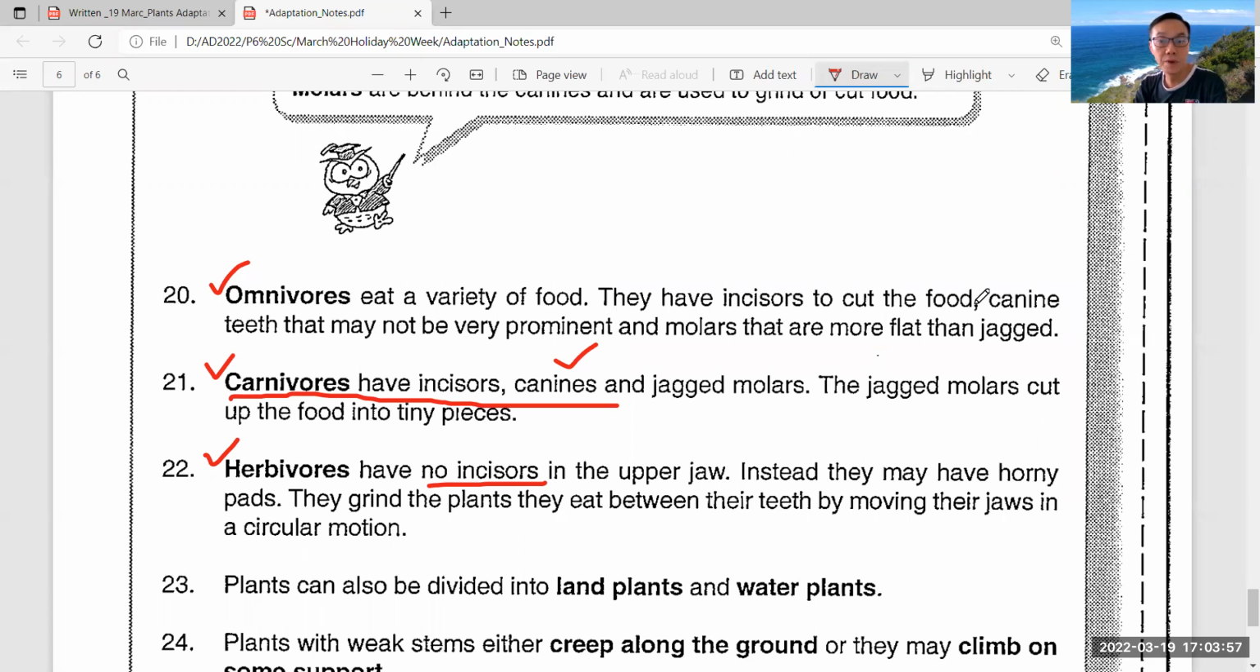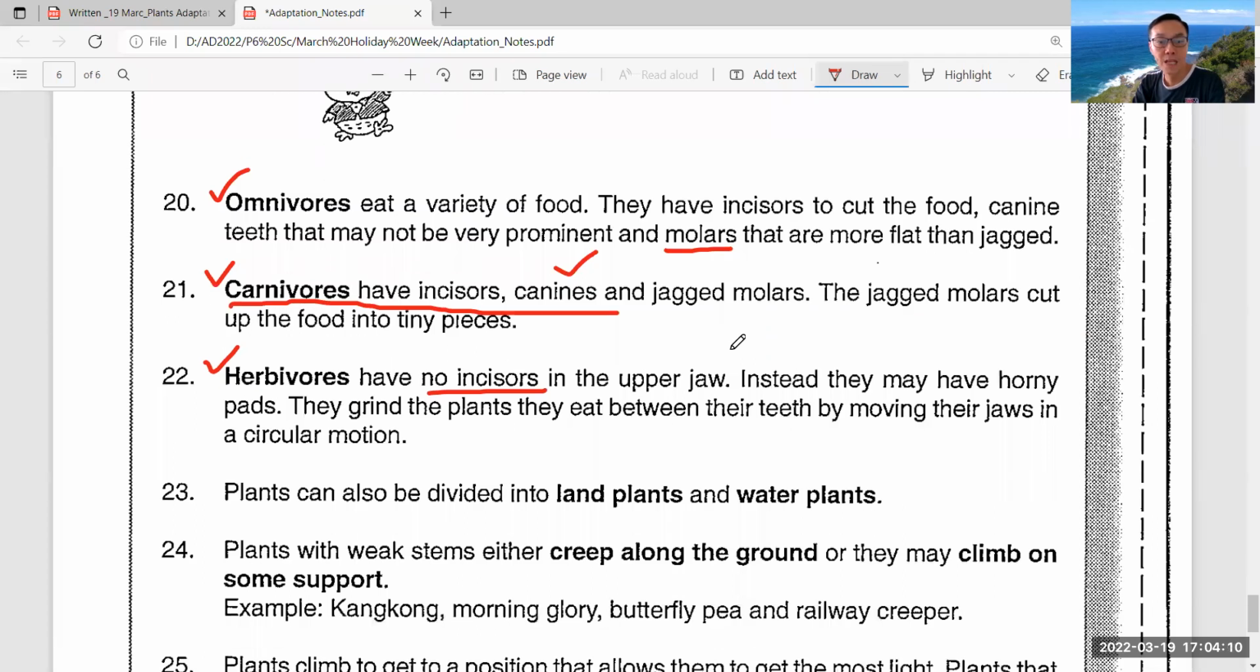And for omnivores, they have both. They have incisors to cut the food, and then they have molars. Molars are the flat ones, like your wisdom tooth in your mouth, right? The wisdom tooth is the flat one, for grinding. So by looking at the teeth pattern, we can determine the type of diet the animal is having.